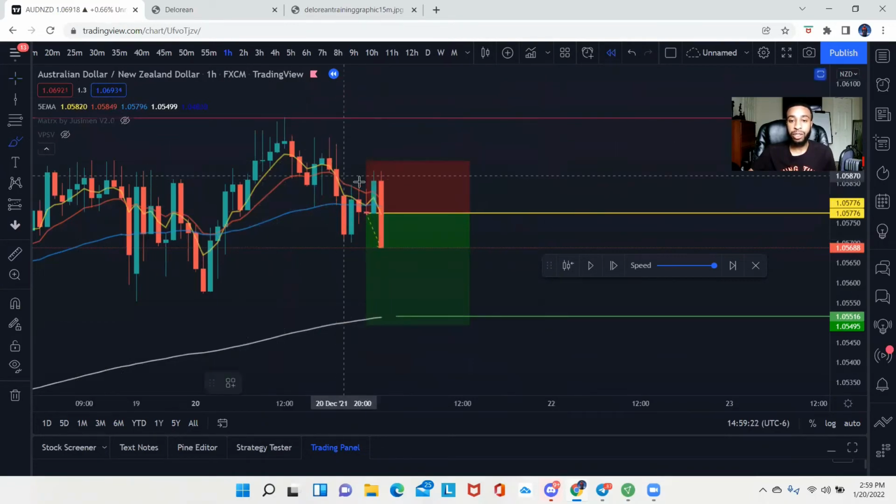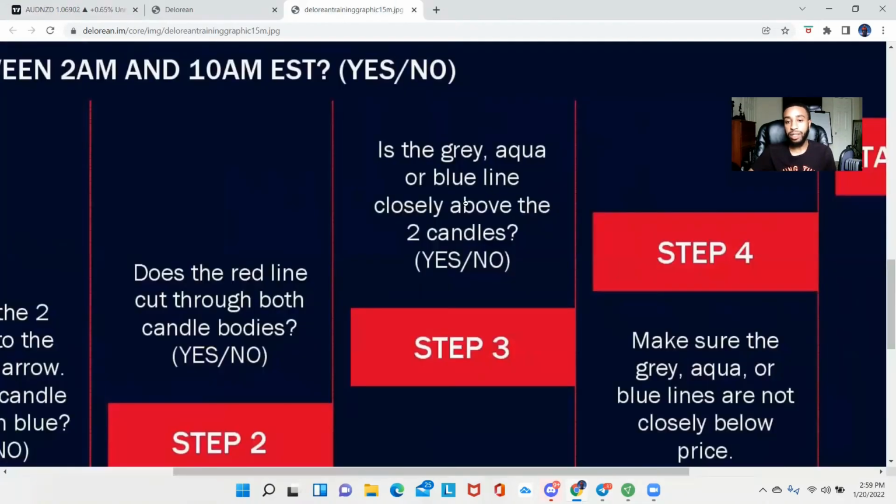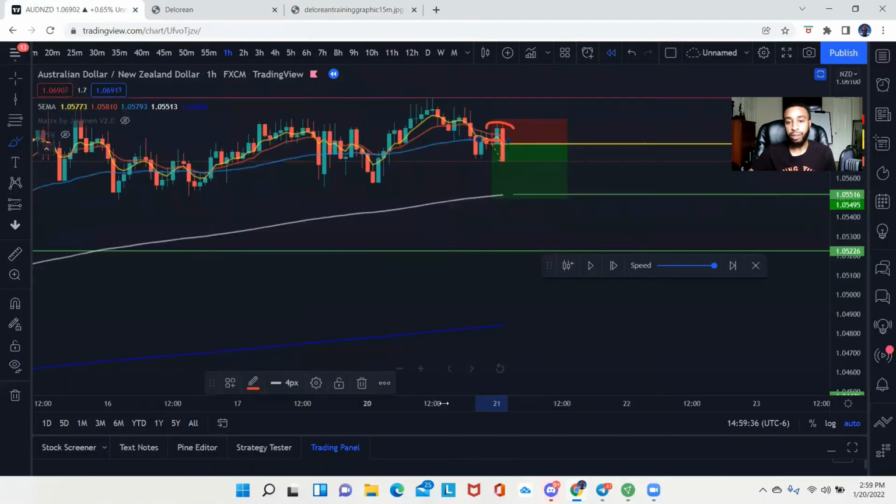So this is where it can get a little tricky for people that are new to the strategy, because it's technically saying, is it closely above? If you look at the aqua, it's technically cutting through, okay? And these other 2 EMAs where it references the gray or the blue, they're obviously below price. So these wouldn't count. So we're really fixating on the aqua.